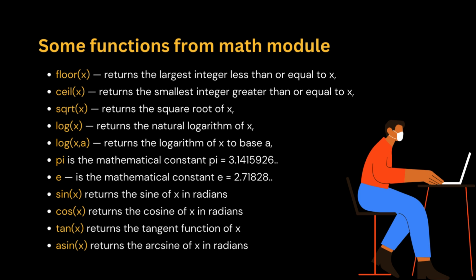Pi, mathematical constant representing the value of pi, approximately 3.1415926. E, mathematical constant representing the value of Euler's number, approximately 2.71828. Sin of x returns the sine of x in radians. Cos of x returns the cosine of x in radians. Tan of x returns the tangent function of x. Asin of x returns the arcsine of x in radians.